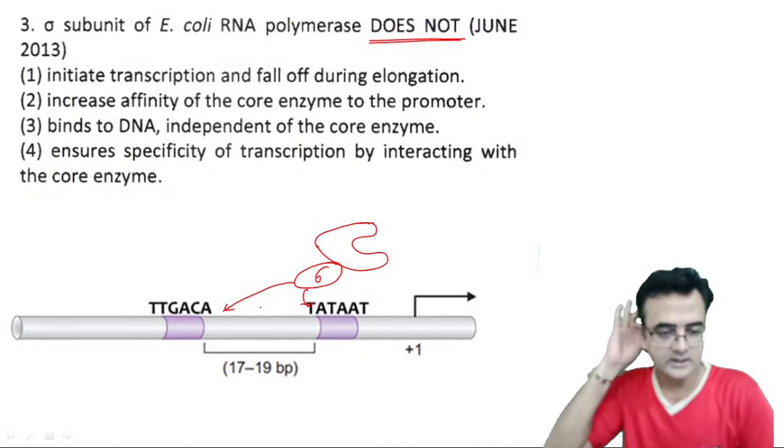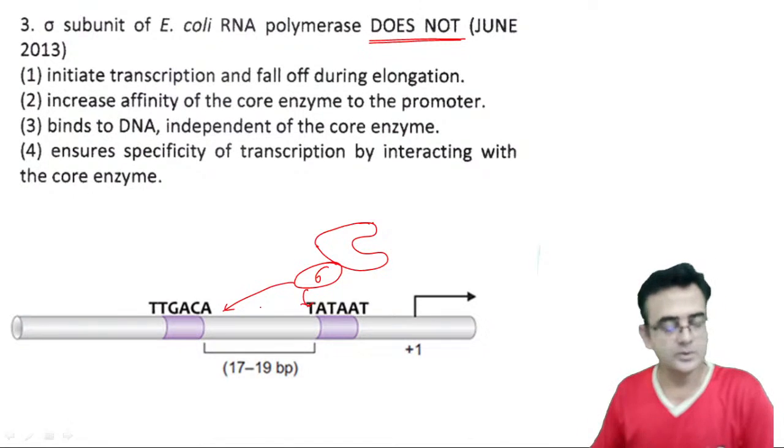And once they recognize, they start the transcription. During the elongation, they fall off. So this is the correct answer. Second, increase affinity of the core enzyme to the promoter. Yeah, of course, increase affinity.